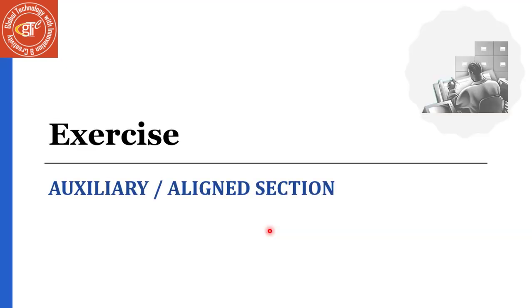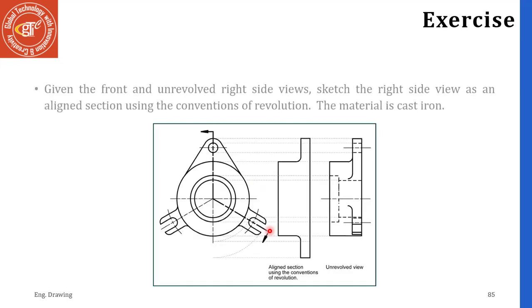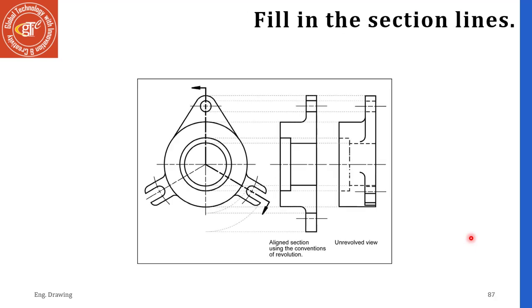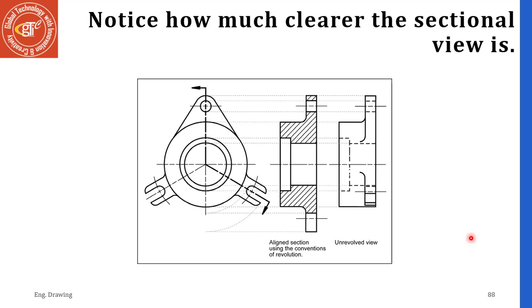Exercise of auxiliary and aligned section view. Given the front and unrevolved right side views, sketch the right side view as an aligned section using the convention of revolution, and the material of the part is cast iron. So this one is the given front and unrevolved right side views. Now let's start drawing the right side view. First fill in the visible lines in the section view, then fill in the section lines, and now notice the section views.